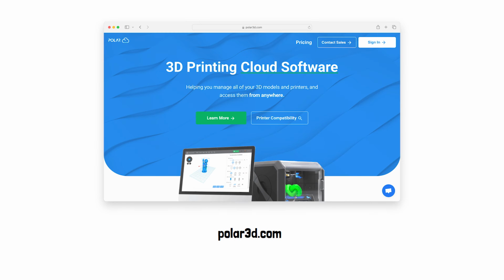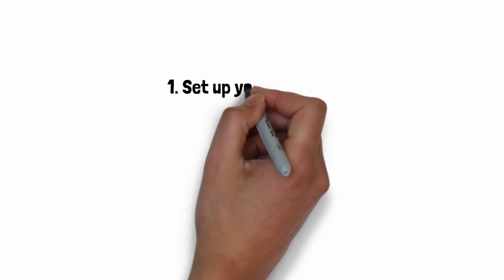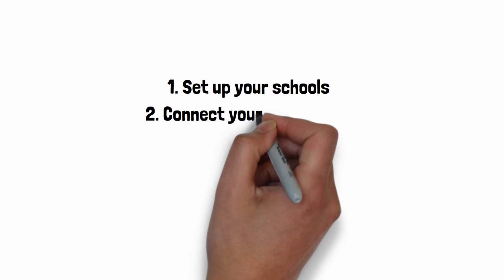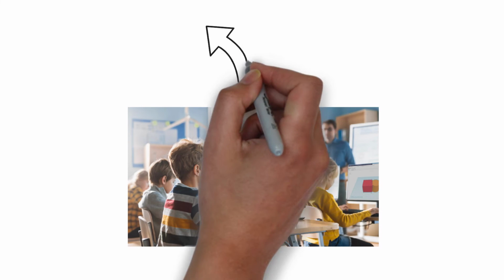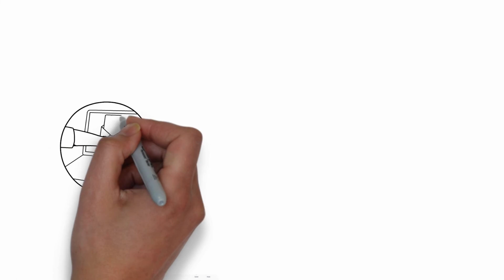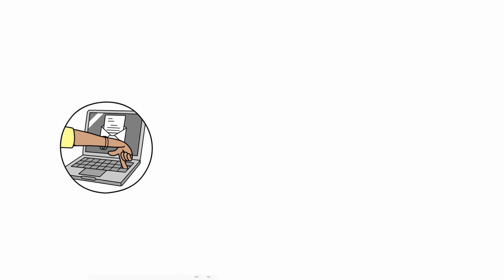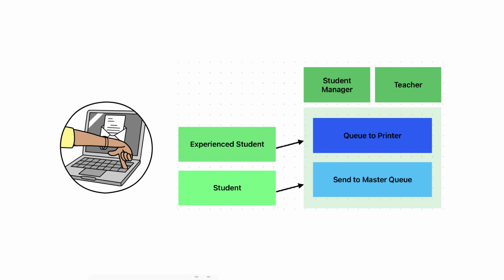Enter the Polar Cloud. The premise is simple. Set up your schools, connect your printers to the cloud, and add the members you want to access them. Students sign in and upload their own objects, from their computer or from Tinkercad. They can then send them to the teachers for printing, based on the amount of access they've been granted and the permissions they've been assigned.